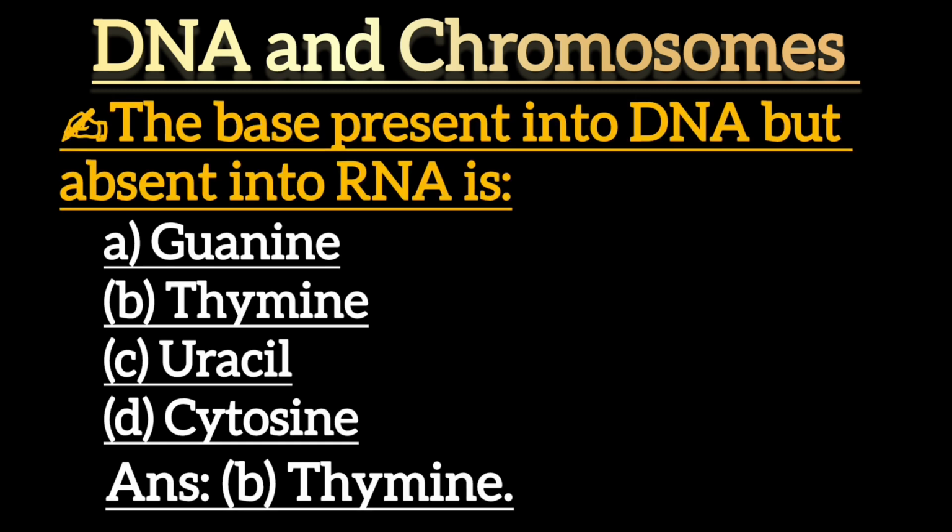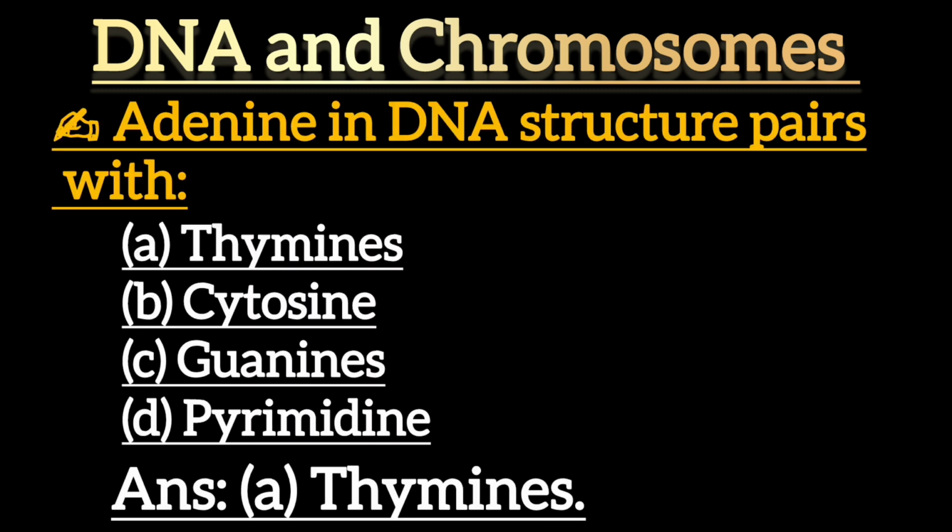Next one is the base present in DNA but absent in RNA is option A guanine, option B thymine, option C uracil, option D cytosine. Correct answer is option B thymine. Next one is adenine in DNA structure pairs with option A thymine, option B cytosine, option C guanine, option D pyrimidine. Correct answer is option A thymine.